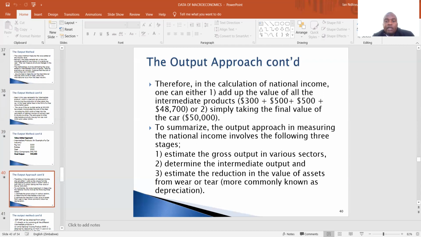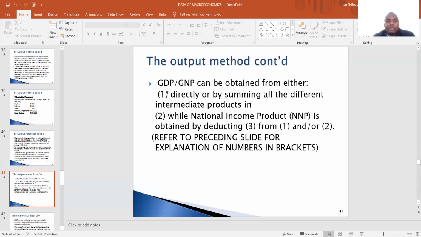To summarize, the output approach in measuring national income involves the following three stages: one, estimate gross output in various sectors; two, determine the intermediate output or outputs; three, estimate the reduction in the value of assets from wear and tear, more commonly known as depreciation or replacement investment. And then GNP and GDP can be obtained either directly or by summing all the different intermediate products in an economy.